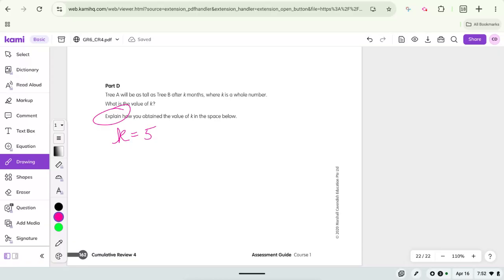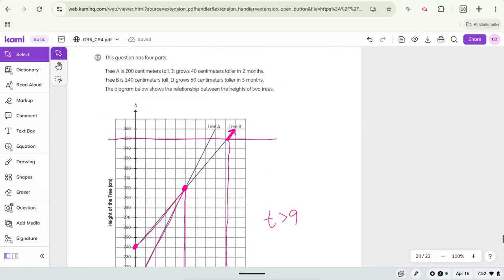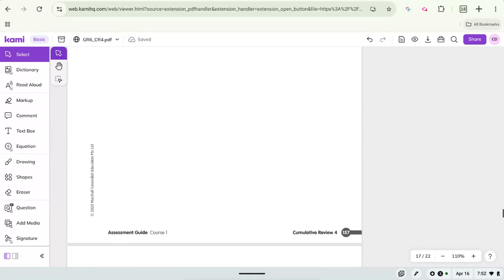All right, that concludes this cumulative review. I am going to go back and do number 20 if you care. This was our bonus question, and it was tough.